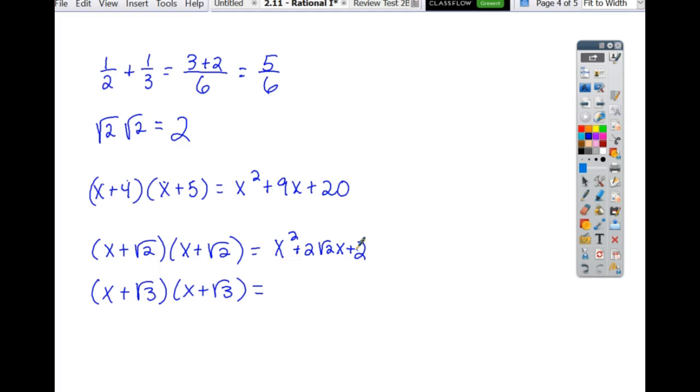So let's do this again. If I take x times x, I get x squared. The square root of 3 times the square root of 3 gives me 3. But in the middle, I have 1 square root of 3x plus 1 square root of 3x gives me 2 square root of 3x. Okay? Yes, ma'am. What's 2 times 2? And the square root of 4?